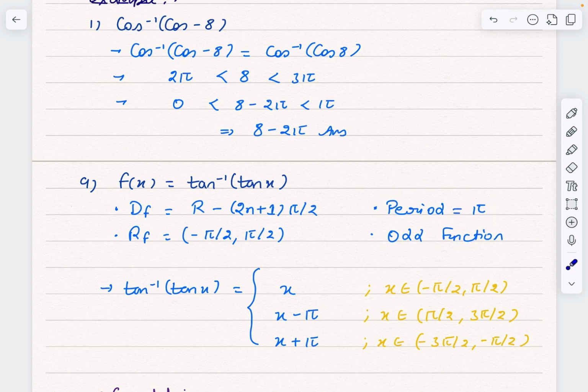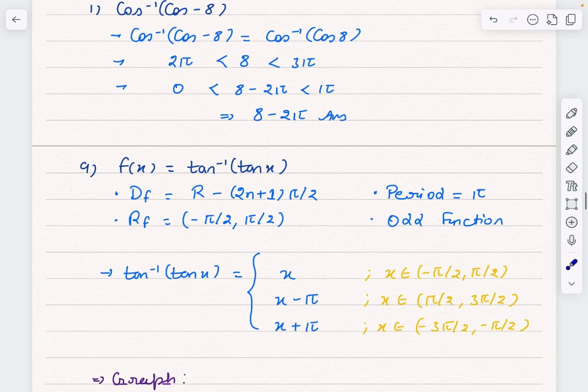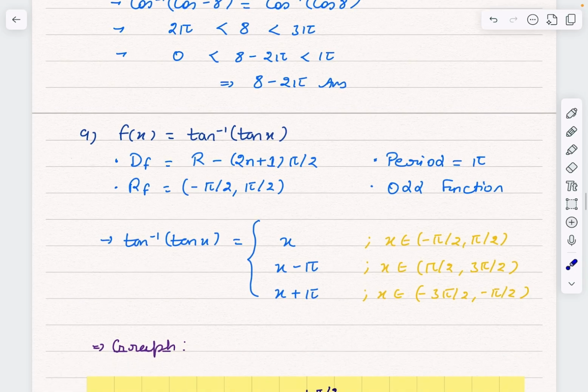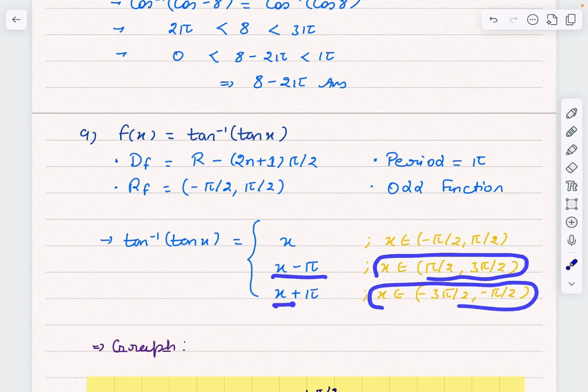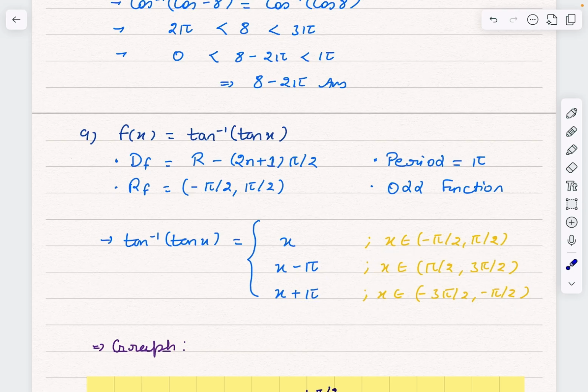This is very easy. You don't have to remember too much here. Just if x lies in the range, we can directly cancel out tan inverse and tan, and it will be just x. If x is more than that, we subtract pi. If x is less than that, we add pi. That is all you have to remember.